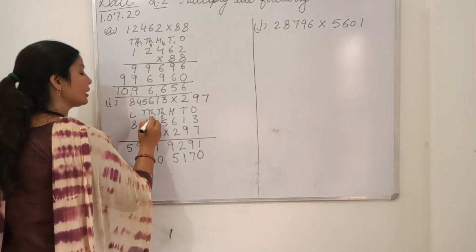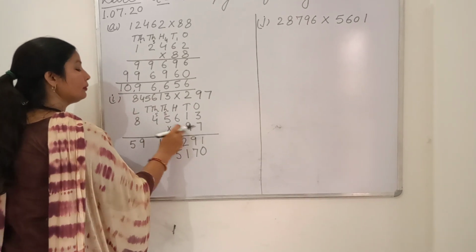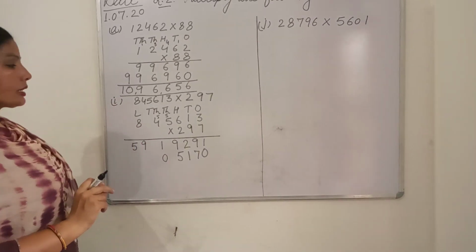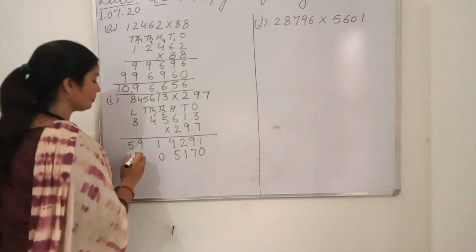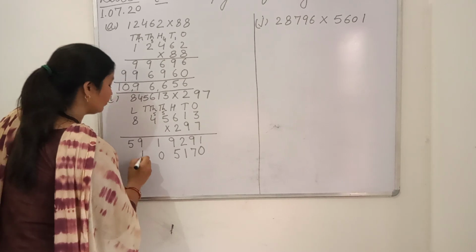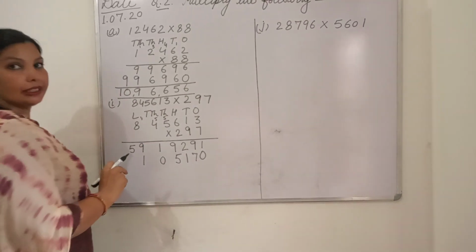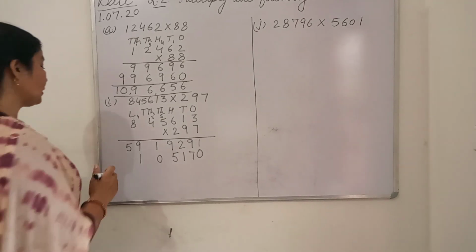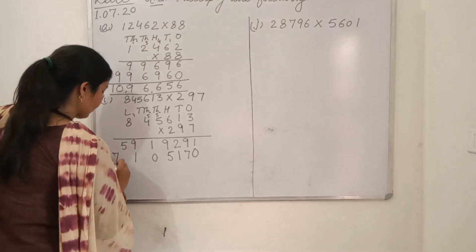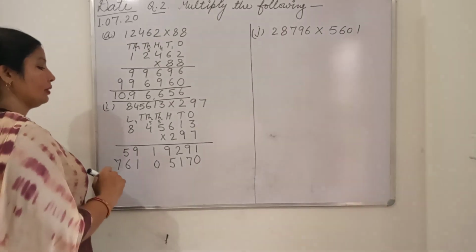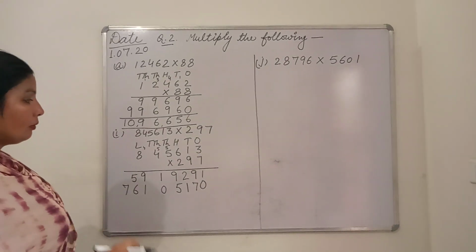5 goes carry. Now 9 4s are 36. 36 plus 5, 41. 4 goes carry. Now 9 8s are 72. 72 plus 4, 76. Finish. Now next, what do we do?